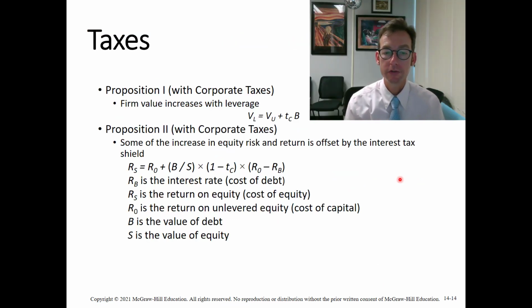Okay, now we're going to throw taxes into the picture and see what happens. Now we're going to restate Proposition 1, including corporate taxes. And now we can see that firm value increases with leverage. Why would this be the case? Well, it turns out that interest is tax deductible. And so if you pay $1 in interest, it reduces your taxable income by $1. Let's say your tax rate was 21%. Each dollar of debt, each dollar of interest saves you 21 cents in taxes. So that's the tax shield of debt.